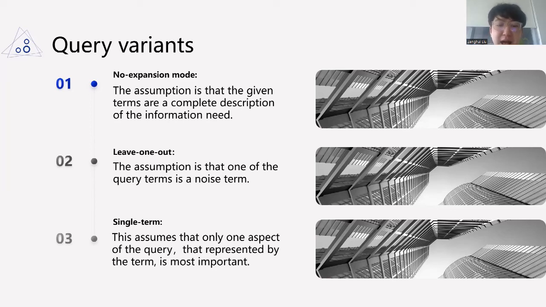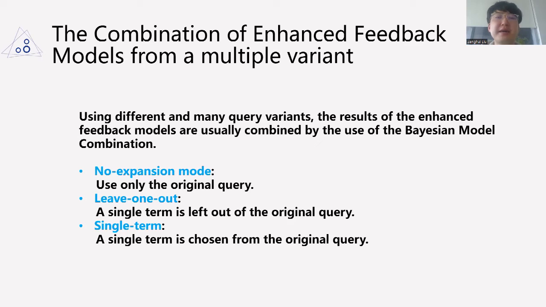In order to obtain better performance for this project, I use the following methods for generating variants of the original query. Each variant corresponds to a different assumption about which aspects of the original query may be important. There are three methods. First one is no expansion mode. Second one is leave one out. Third one is single term. Finally, using many different query variants, the results of the enhanced feedback models are usually combined by the use of the bias model combination.